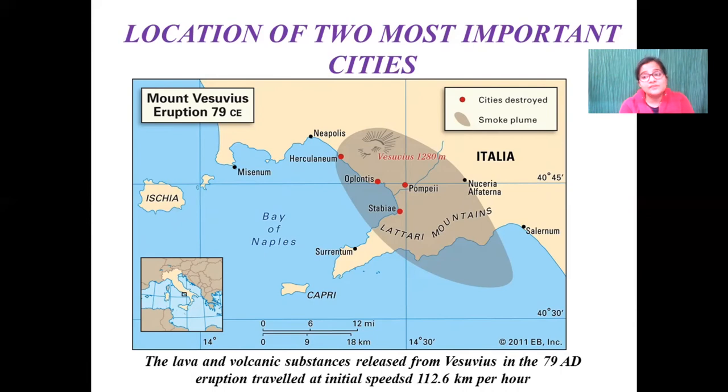And in Stabiae, it was about 10,000, because Pompeii and Herculaneum are much closer to Vesuvius and lie directly on the epicenter. All right, so the disaster was more on Herculaneum and Pompeii rather than at Stabiae, but people did die at Stabiae.